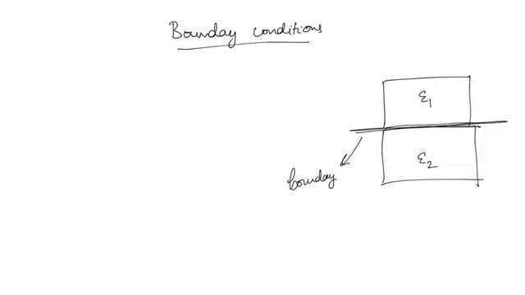Then the conditions that the electrostatic field must satisfy at the interface are called the boundary conditions. It will become more clear to you when we discuss the conditions. We will be using three equations. The first equation is the integral of E bar dot dl bar equals 0. The integral around a closed path is 0.